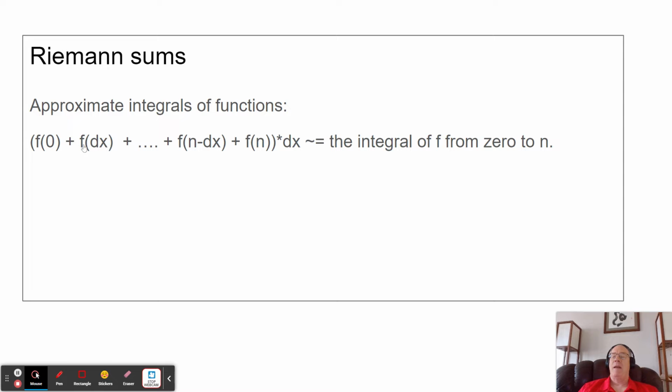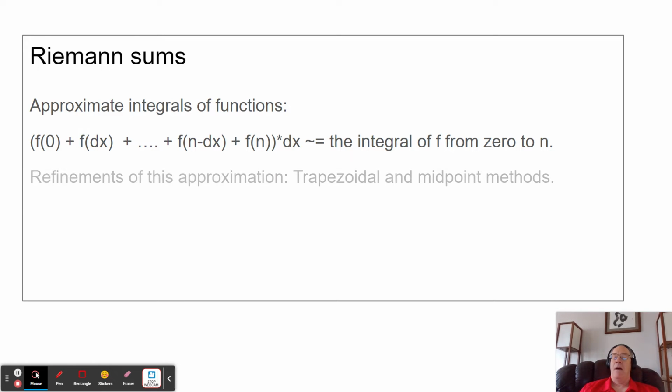Broadly speaking, the idea is we're going to sum up a bunch of f of x's, where we compute at every step in a sequence. So f of 0 plus f of dx plus f of 2dx plus etc., all the way up to f of n minus dx plus f of n. And that's all multiplied by dx. That is effectively what we call a sum of rectangles, which is the integral of f, approximately the integral of f from 0 to n.